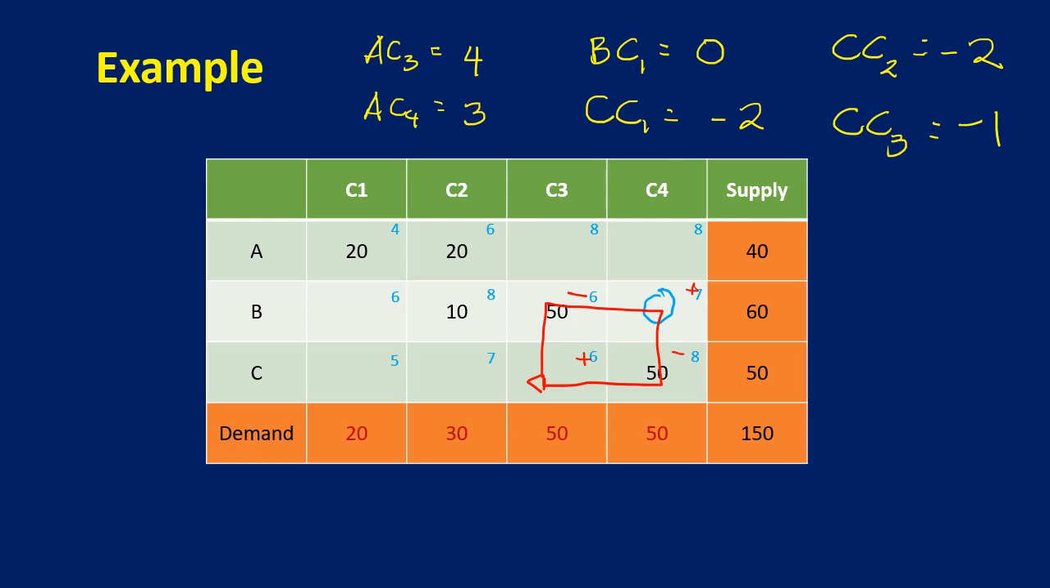Alright, so at least now you can proceed with the steps in solving this one. But the point of what I want to do here is to show you that having this fake shipment at BC4 enables us to compute the improvement indices. Okay, so I will already stop here, and then you can try answering this problem.